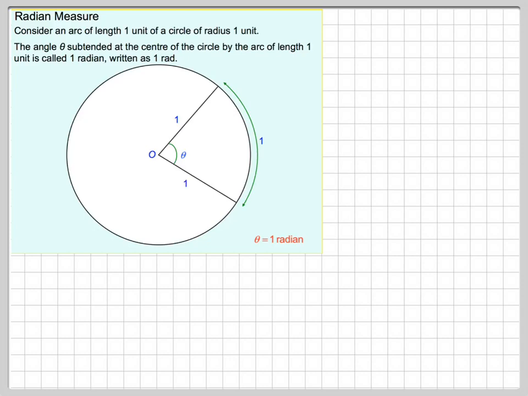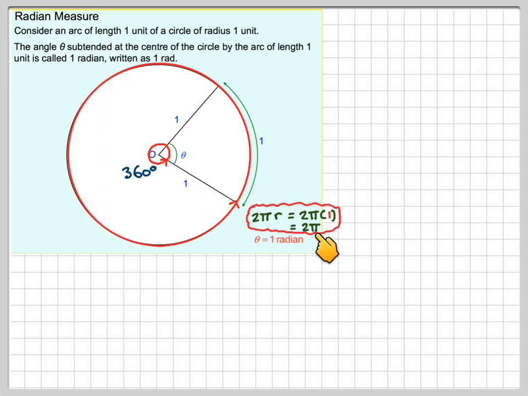Now, this leads to the question: what is the conversion between degrees and radians? Well, the best way to do it is to go all the way around the circle, so this angle here is 360 degrees. And the length around the circle, the circumference, is 2 pi r, but r is equal to 1, so it's 2 pi times 1, so that's 2 pi. Therefore, 360 degrees is equal to 2 pi radians.